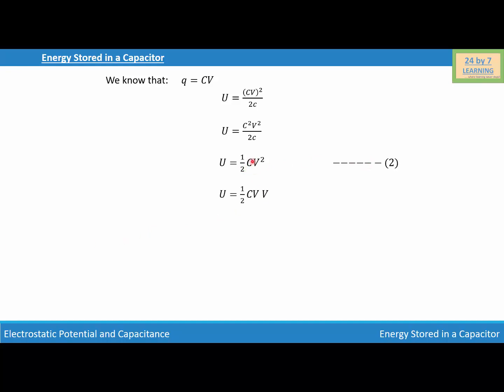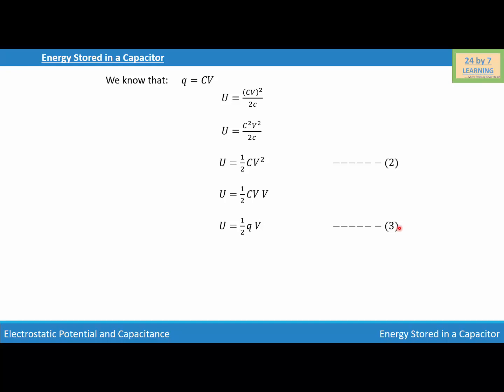Now let's simplify further, and if we do that, we can write U is equal to 1 over 2 C V times V, because V square can be written as V times V. And if we do that, we have this expression, which is U is equal to 1 over 2 CV times V, and we know that CV is equal to Q from here, and if we write that, we have U is equal to 1 over 2 QV, and this is our equation number 3.